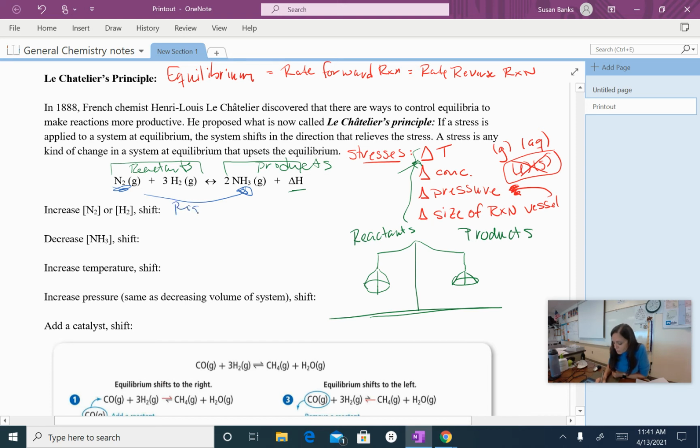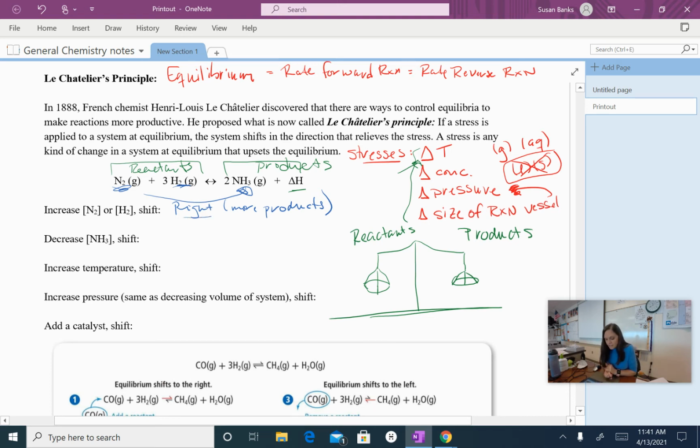So I'm going to shift right to make more products to make that balance correct. Same thing would happen if I increased my hydrogen. If I increased my hydrogen, I would make my reactant side of that balance really heavy. And I need to make my product side, this side, much heavier to put it back into balance. So I would make more products, so I would shift right because the products are on the right side.